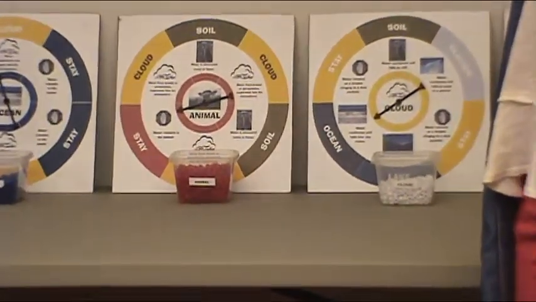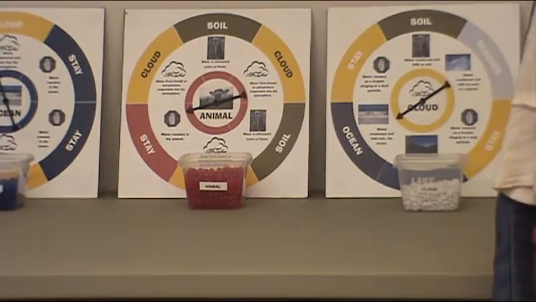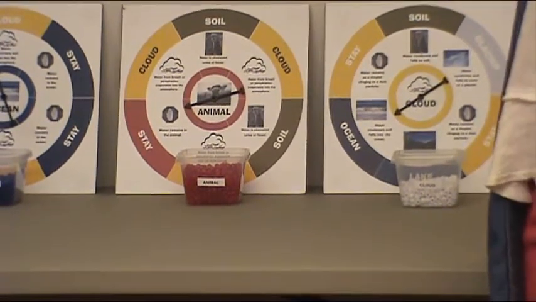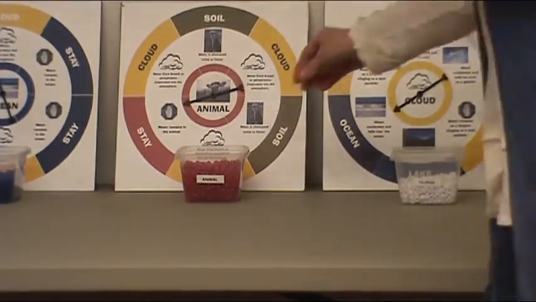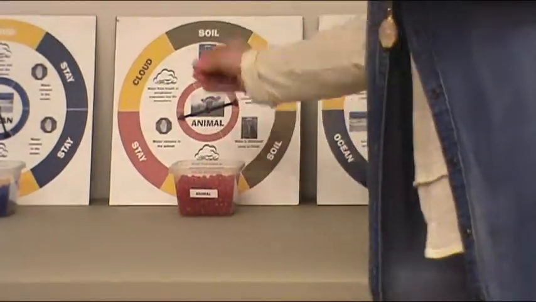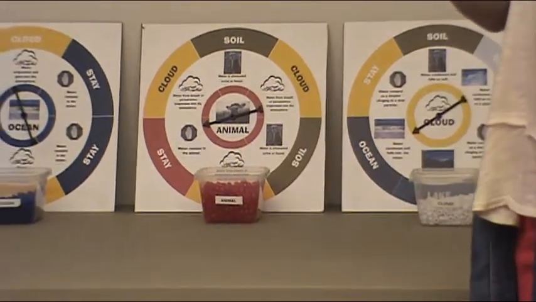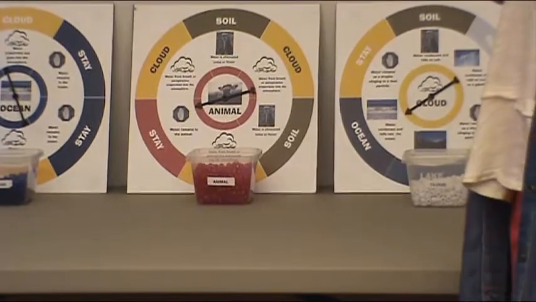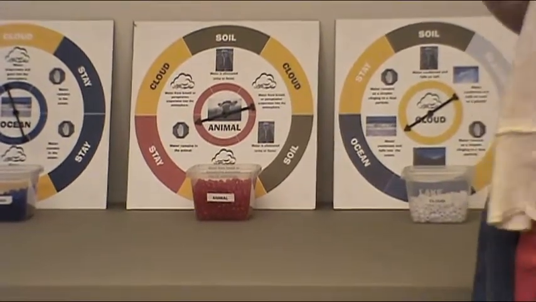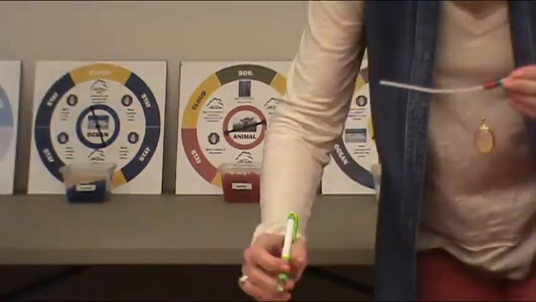Now what are you going to do there? Now my spinner told me to stay, that the water remains in the animal. So go ahead. So I'll take another red bead, which is representing animal. Very good. Now what do you think you're going to do to your card? Well, I guess I'll write down animal again. Very good.